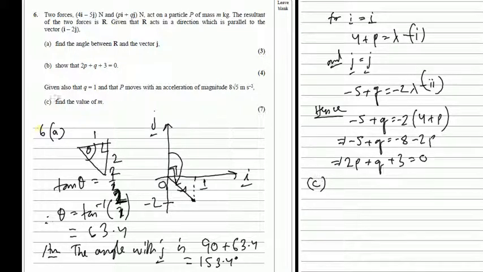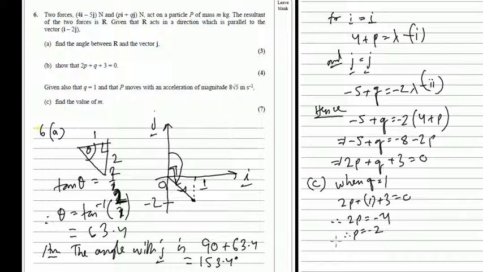In question number C, what we know is q equals 1. So when q equals 1, we can plug it in here. So 2p plus 1 plus 3 equals 0. Therefore 2p equals minus 4, therefore p equals minus 2. You do not need to do this in order to do question number C. You can just plug in the value of q and find this, because this is 7 marks after all.